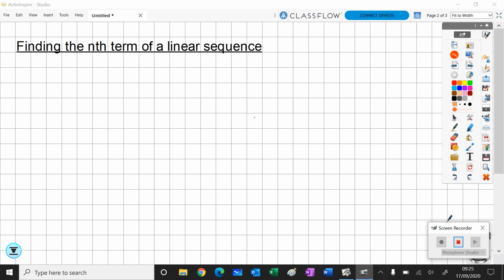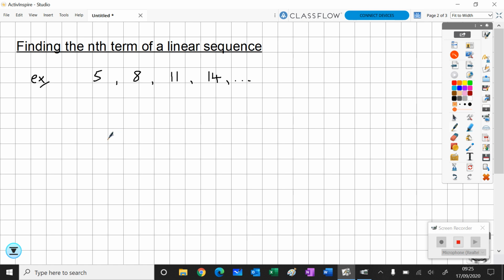A sequence. Let's suppose you're given the sequence 5, 8, 11, 14. And you're asked to find out the nth term of this sequence.